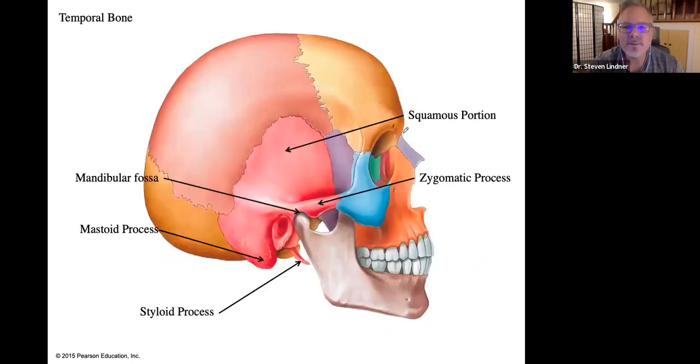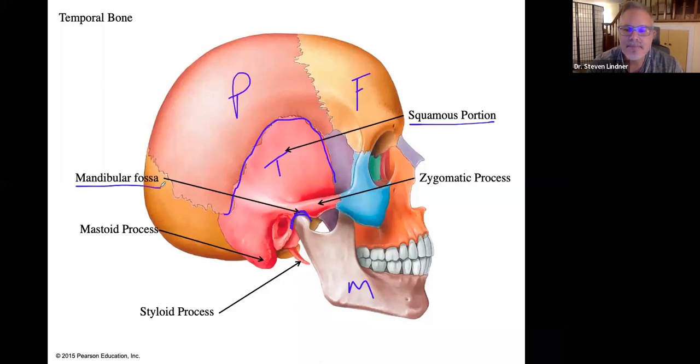When we look at the skull from the side view, again, here's the frontal bone, parietal bone, and the temporal bone. They're calling it the squamous portion. I'll be happy if you know temporal bone, but this is the squamous suture for sure. This is the mandible, which articulates with part of the temporal bone right here. This smooth depression is called the mandibular fossa.